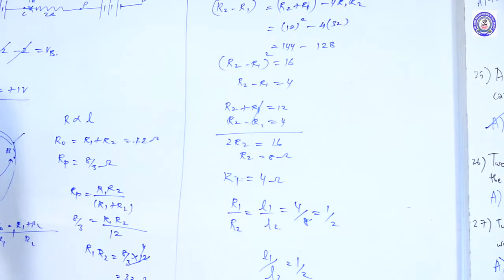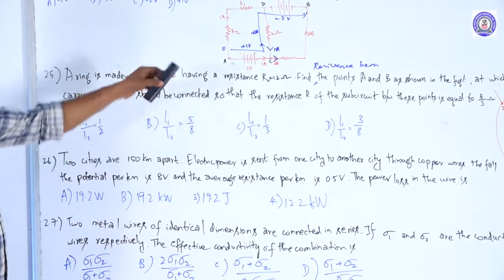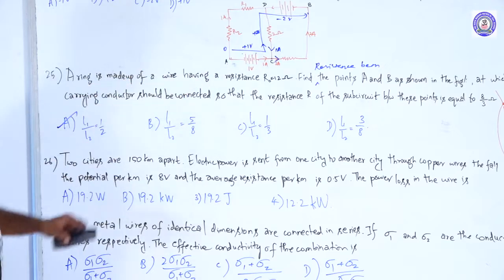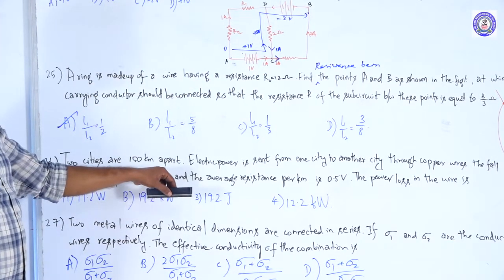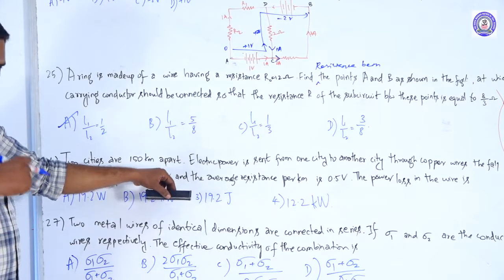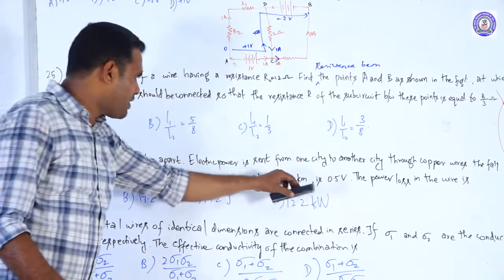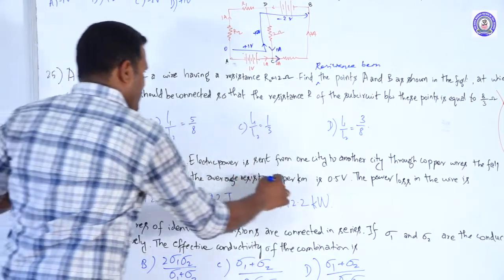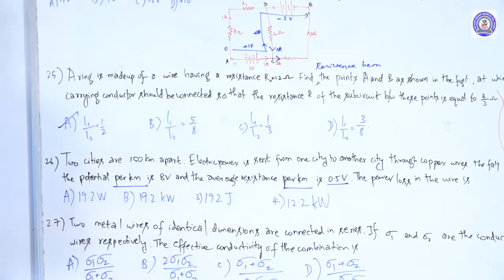Now, two cities are 150 km apart. Electric power is sent from one city to another city through copper wires. The fall in the potential per kilometer is 8 volt. And the average resistance per kilometer, look at the statement, this is for per kilometer, is 0.5 ohm. The power loss in the wires, they are asking you to calculate the power loss.